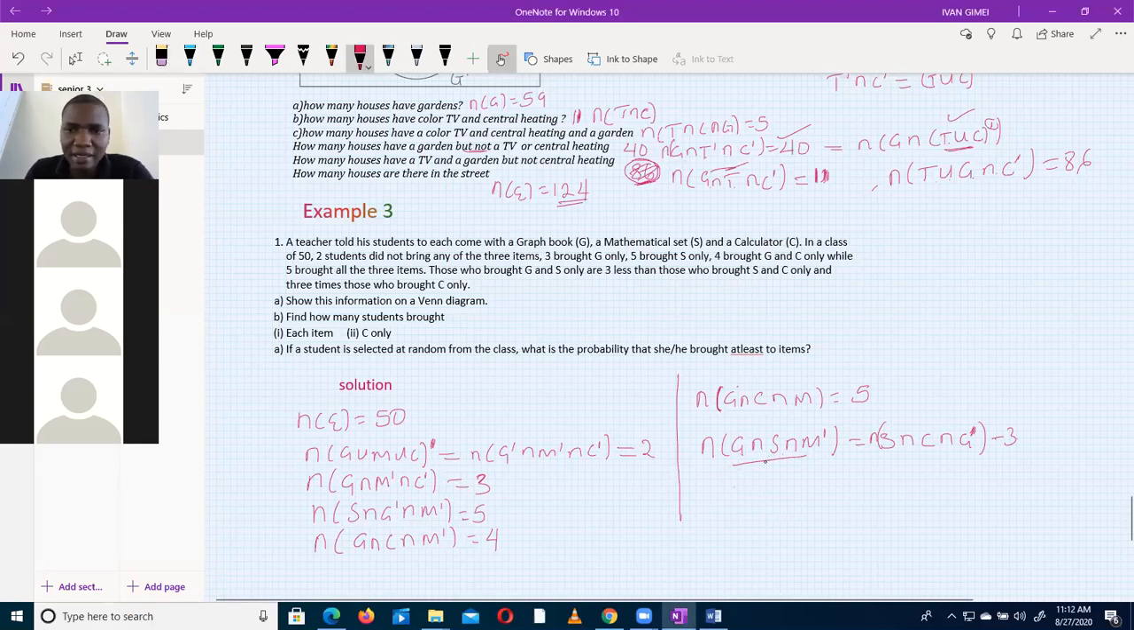That's where sets are. The major effort should be put in interpretation. Then the others will be very easy. So if they're saying those who brought G and S only are 3 less than those who brought S and C only, that one is interpreted. But then they are saying also that those who brought G and S only are 3 times those who brought C only.